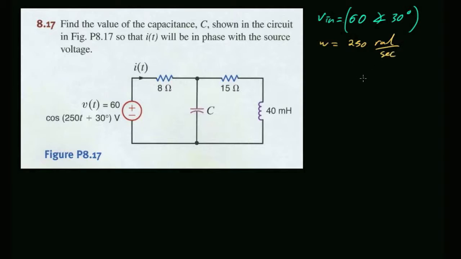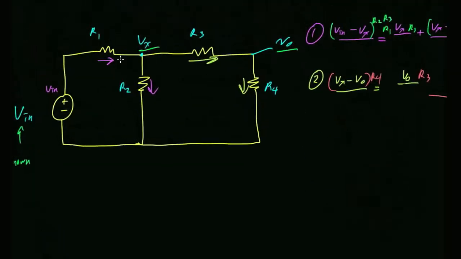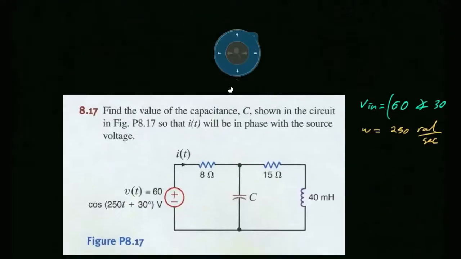So what I'm going to do here, all I want you to do is, instead of seeing R1, R2, R3, and R4, I want you to see Z1, Z2, Z3, and Z4. Okay? Doesn't change anything, right? Instead of R's, we're going to write Z's. Good.